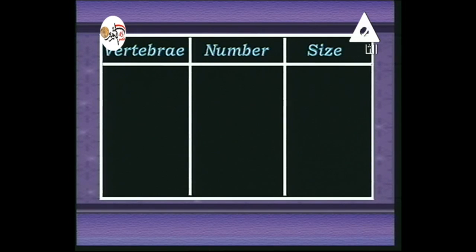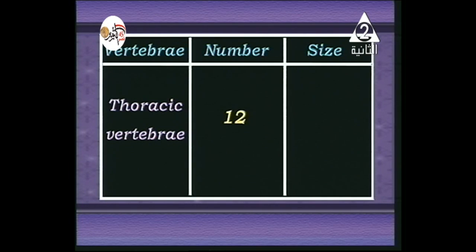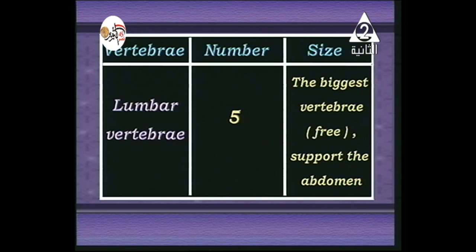The next type is called thoracic vertebrae. From its name, thoracic, they face the chest cavity or thoracic cavity in front of them. They are 12 thoracic vertebrae, and they have a bigger size than the cervical vertebrae. The third type that we have is lumbar vertebrae. Lumbar means they face the abdomen, the important organs inside your body. There are 5 lumbar vertebrae, and they are the largest, the biggest vertebrae, and they support the abdomen, I mean the important organs inside your body.